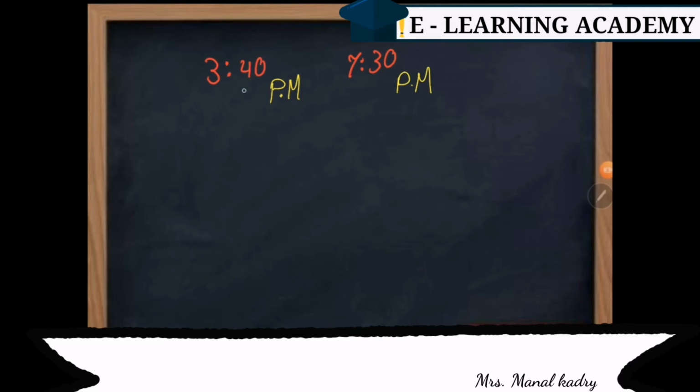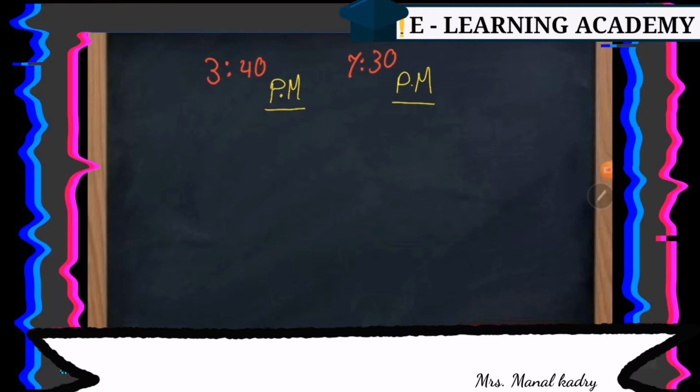Now let's see this example. The starting time is 3:40 and the ending time is 7:30. Both of them are PM, and this is the most important thing to check before doing anything. If both are PM, it's okay. If both are AM, it's also okay. This is the normal case with only one condition. If I have one AM and one PM, I need to understand and do something more. So let's start here.